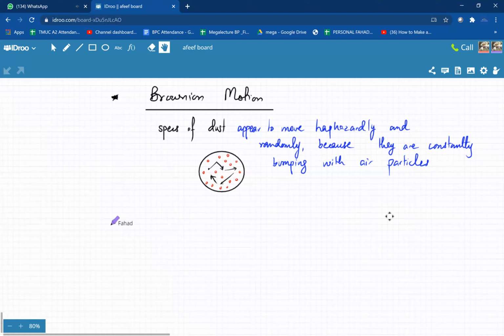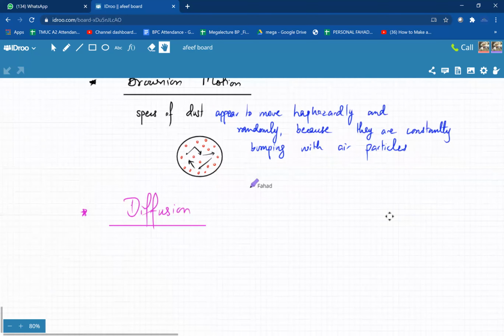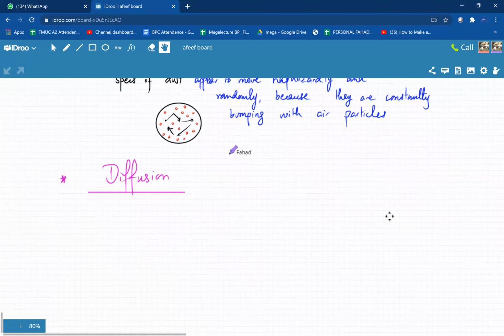Now, next thing, there's another thing which is called diffusion, which is where air particles move from an area of high concentration to low concentration. This is again somewhat similar. They move from a region of higher concentration to a region of lower concentration.